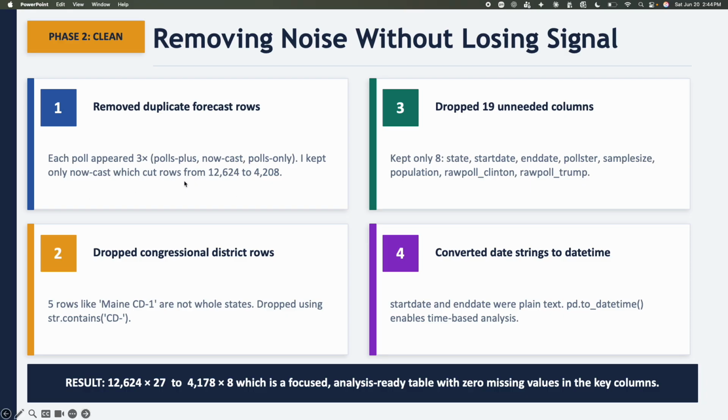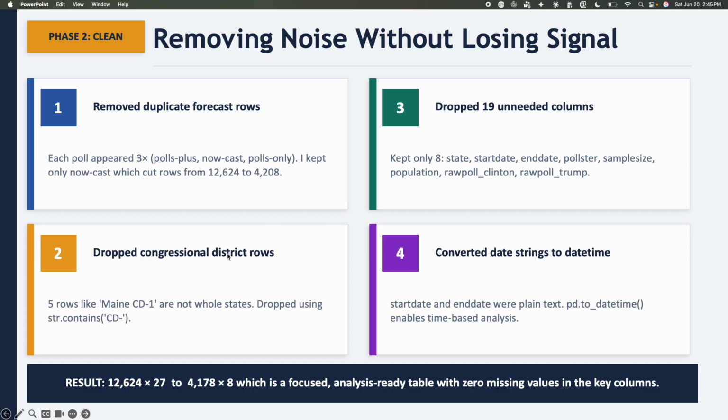Cleaning this dataset had 4 main steps. First, each poll appeared 3 times in the rows. 538 was tracking 3 different forecast models: polls only, polls plus, and nowcast. I only needed one, so I filtered to just nowcast, which cut the rows from 12,000 down to 4,208.